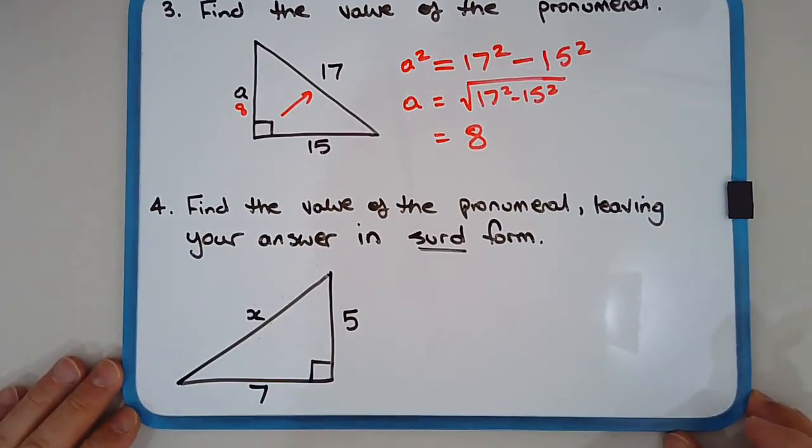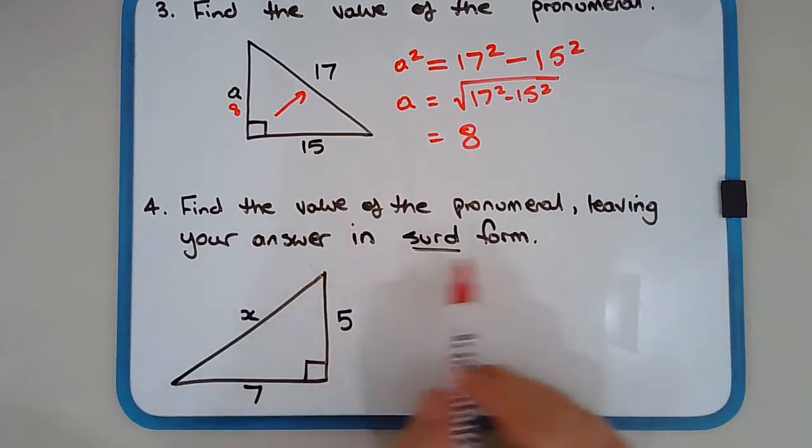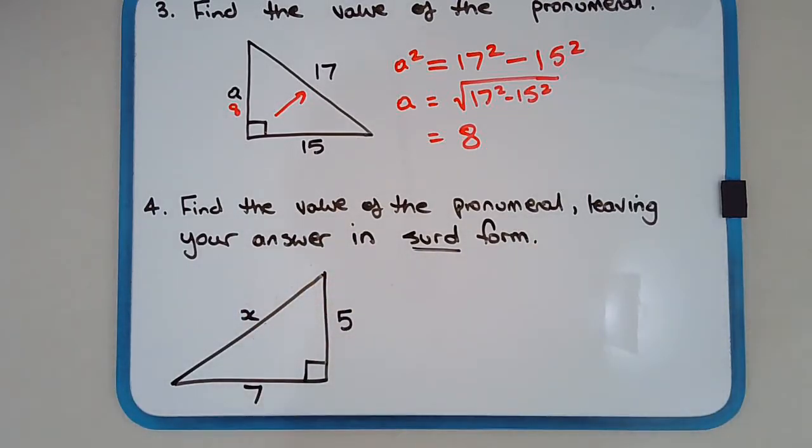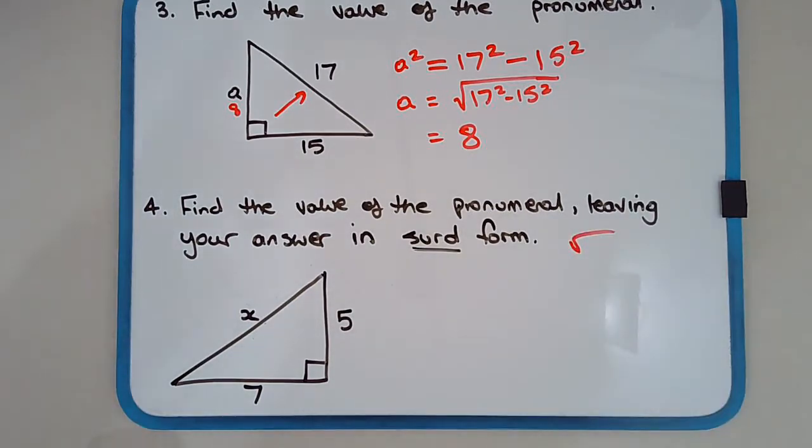Let's have a look at question 4. Find the value of the pronumeral, leaving your answer in surd form. Surd form means that our answer is going to have that square root symbol, doesn't it? So just keep that one in mind.